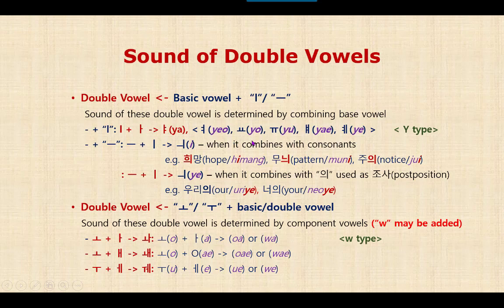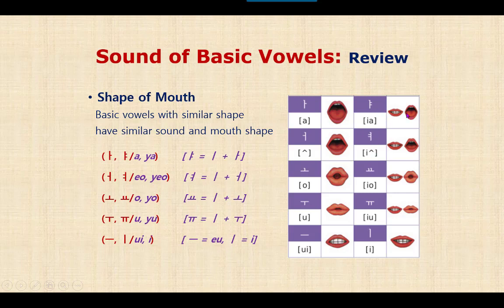Right? If we add A to here, it's yeah. Add one more, yeah. This is what we call the Y-type double vowel. Why? Because it sounds like yeah, yeah. We need Y to pronounce it, so it's a Y-type. You don't need to remember this. Just know that it goes like this: ya, ya, yo, you.